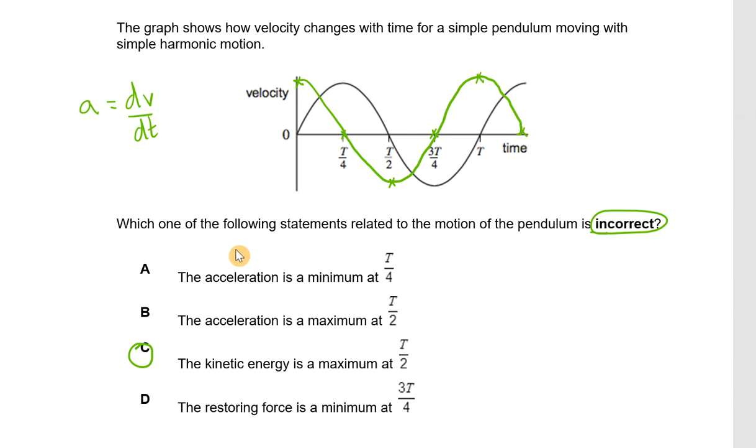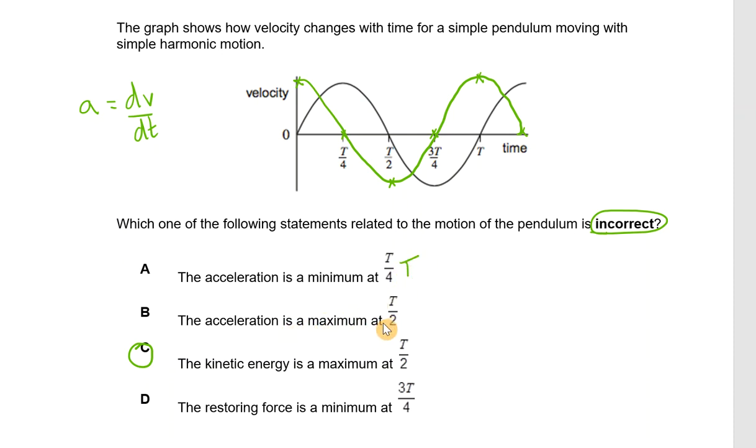Okay, now let's have a look at these statements. The acceleration is at a minimum at T over 4. Well, let's have a look. Here's T over 4. So we can see the acceleration is this green line. Yeah, that's acceleration is at a minimum. The acceleration is 0 at this point. So that is a true statement.